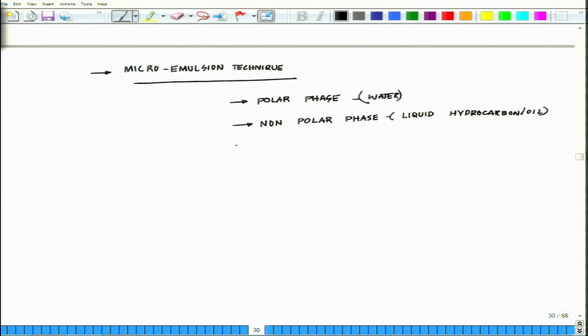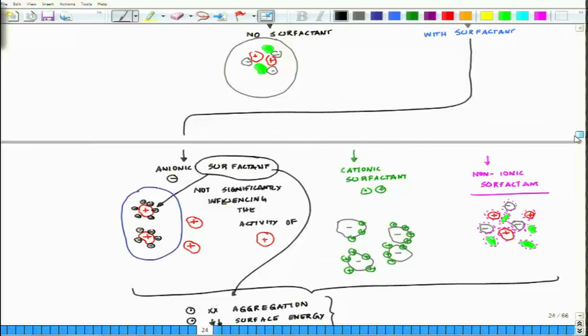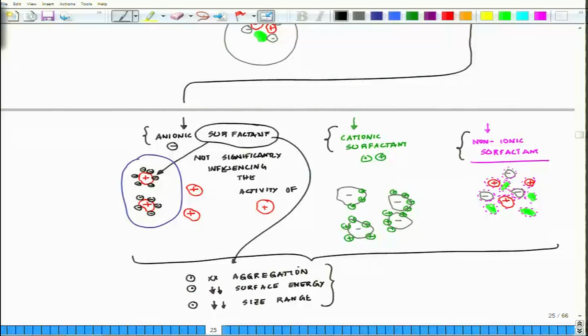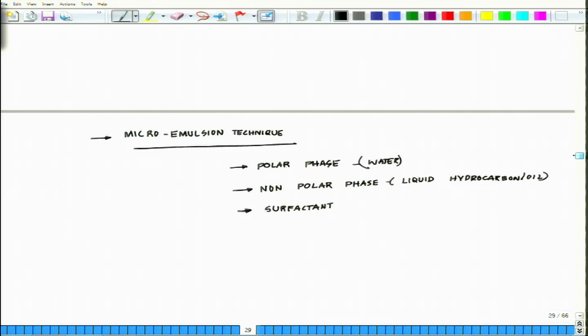Okay, and you have surfactants. The third thing is surfactants, and we have already discussed surfactants in the physical synthesis. If you just recollect where we talked about surfactants. So these are the surfactants. It could be anionic surfactants, cationic surfactants, or non-ionic surfactants, which help in not promoting aggregation, reducing the surface energy and reducing the size. There are 3 things a surfactant does, and here also the same principles of surfactants will apply.